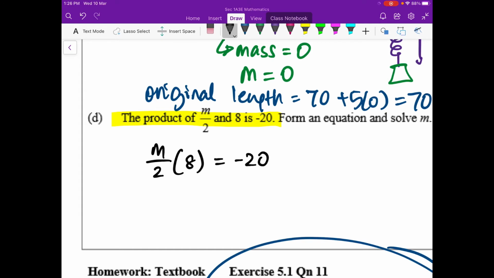Form an equation. Did I just form an equation already? Yes, I did. An equation has the left hand side and the right hand side, and there is also an equal sign in between. So this is an equation. Solve for m.